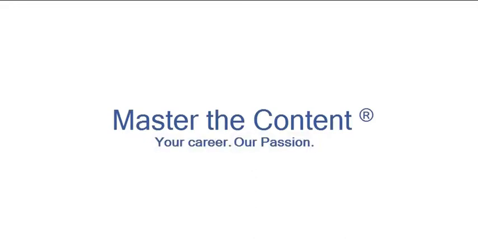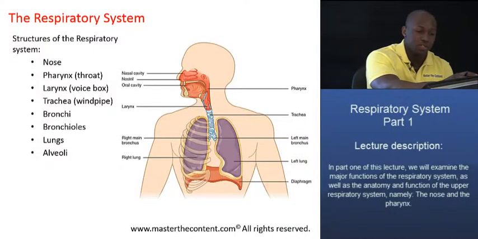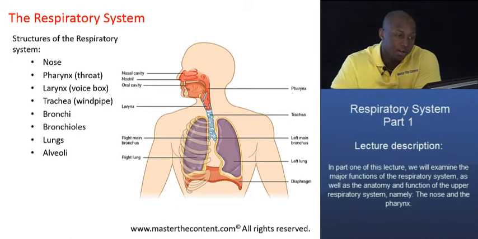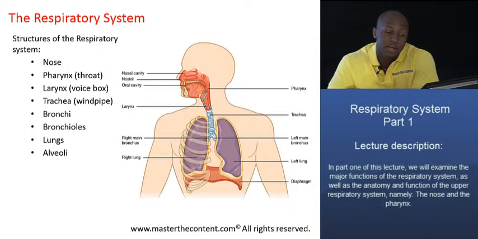Your career, our passion. The main structures of the respiratory system. So we have the nose, the pharynx, the larynx, the trachea, the bronchi, the bronchioles, the lungs, and the alveoli. Those are the main structures of the respiratory system. And as you can see, they're very nicely depicted in the diagram we have to the right of the screen right there.